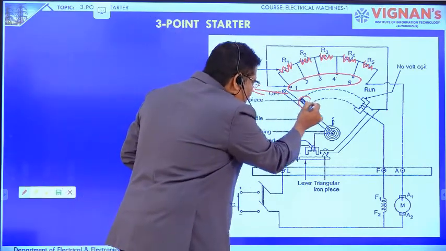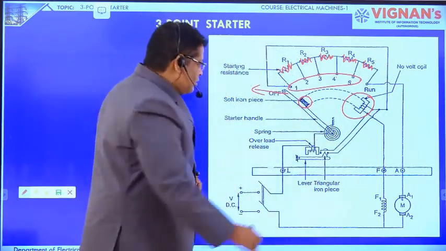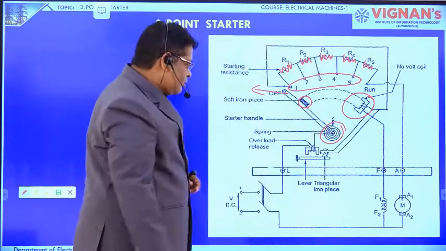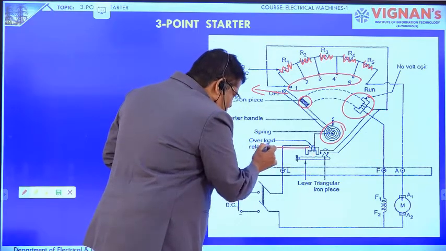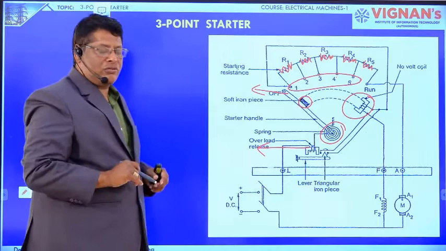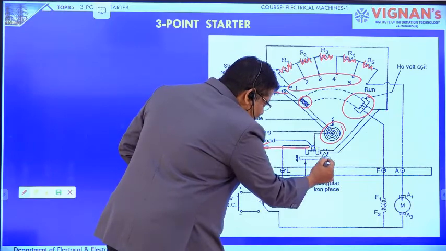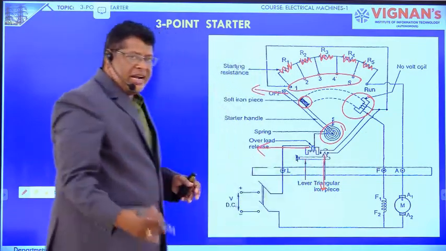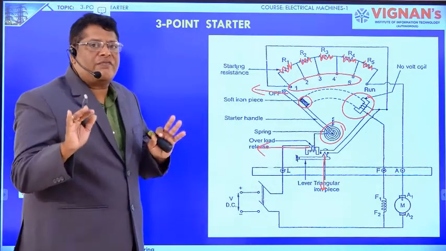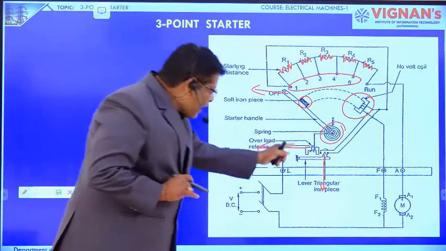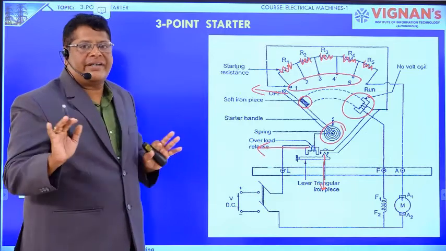This is the soft iron. This is the no voltage coil or the holding coil. This is the spring. This is the overload magnet or relay. Sometimes you call it a relay also. This is the lever, the triangular iron piece. I will explain each later. This total thing operates as overcurrent protection for the DC motor. This electromagnet, this mechanical setup, is protecting the motor from overcurrents. That we will see later.